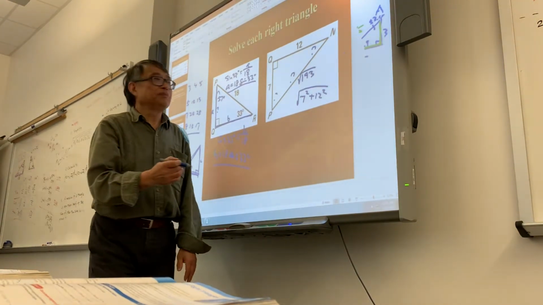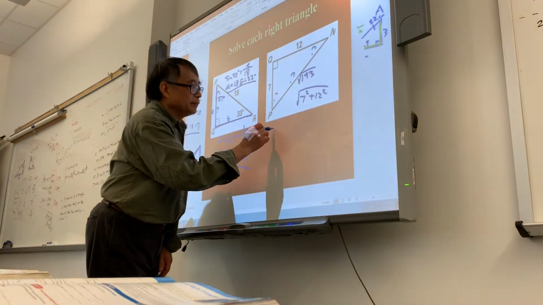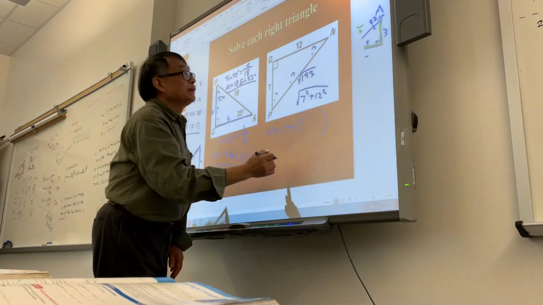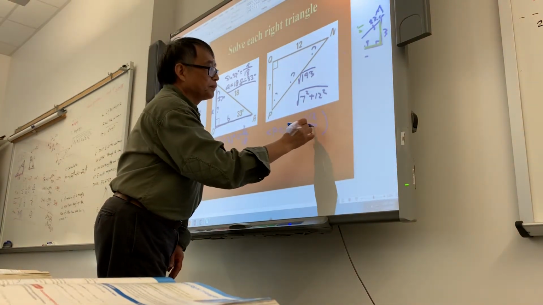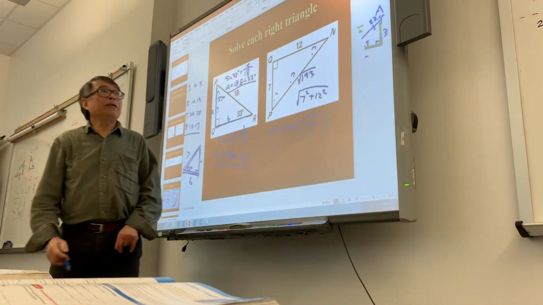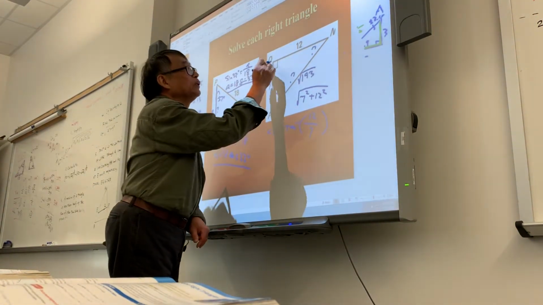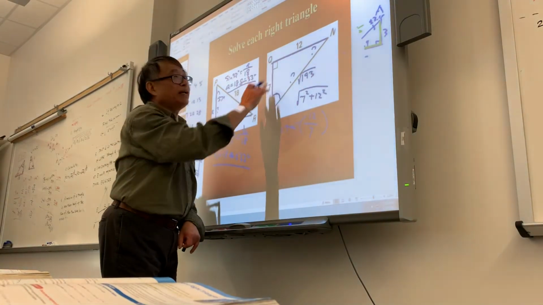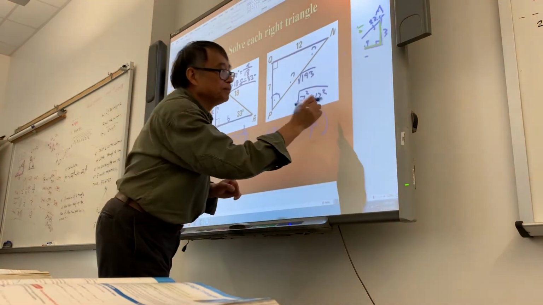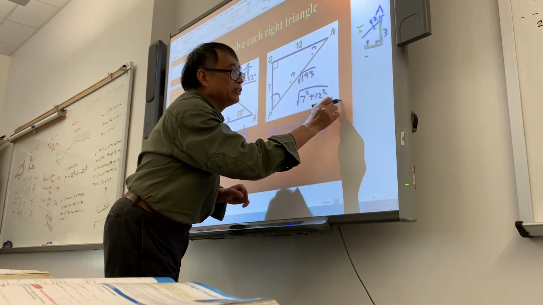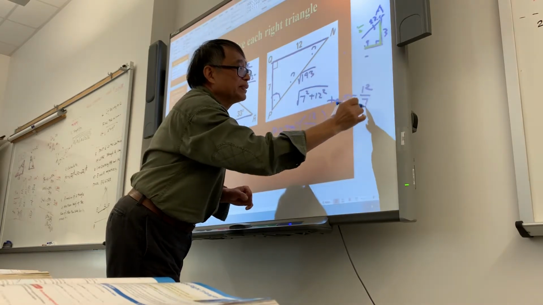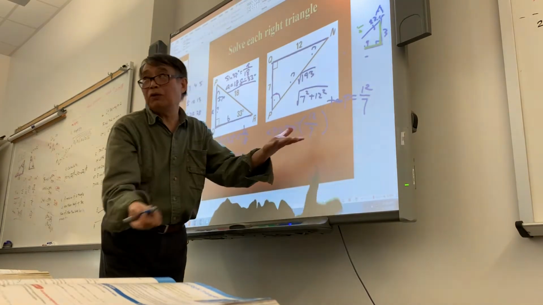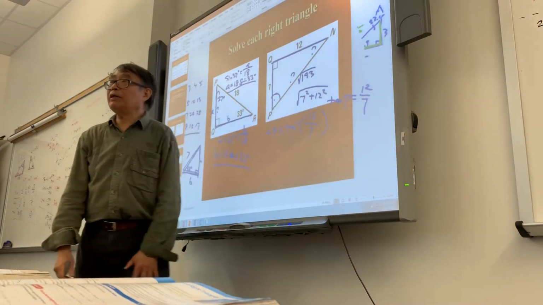To find angle P, it's tangent of P, which is 12 over 7, because we know this side and this angle: opposite over adjacent, 12 over 7. For the assignment, you need tangent P equals 12 over 7. So angle P equals arctangent 12 over 7. Without a calculator, just leave it there.